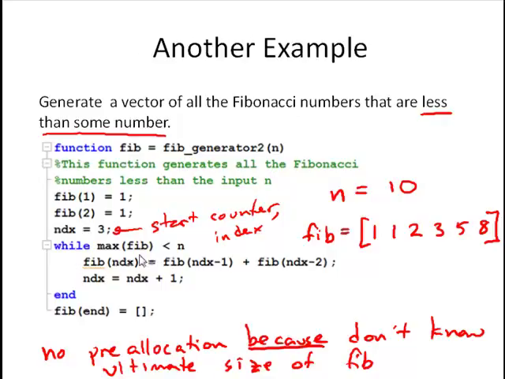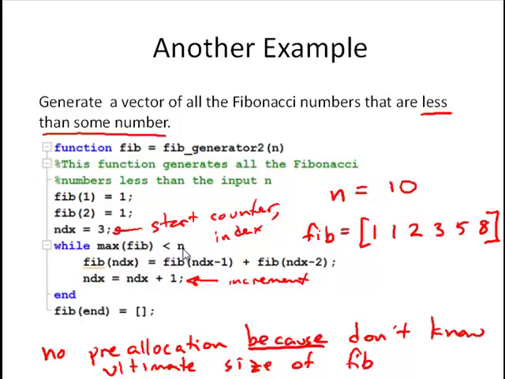Then we will set up our condition, and you could set this up a number of ways, but in this case I just said while the maximum element in the fib vector is less than n, we're going to keep generating Fibonacci numbers. So using the same code that we did before, fib subindex is equal to fib subindex minus 1 plus fib subindex minus 2, or the next Fibonacci number is equal to the sum of the previous two Fibonacci numbers. Then we have to increment the counter, and we're just going to keep doing this as long as the maximum of fib is less than n.